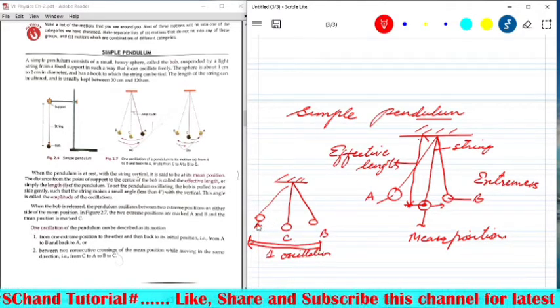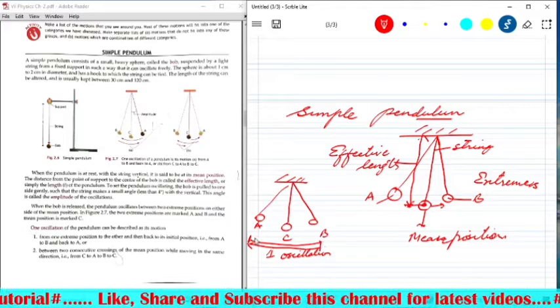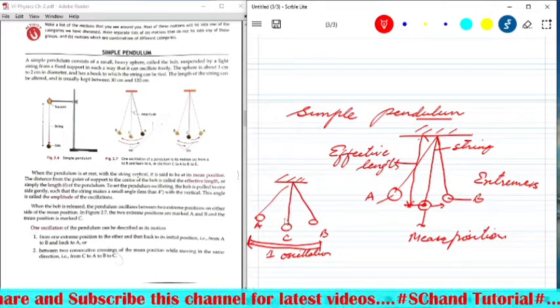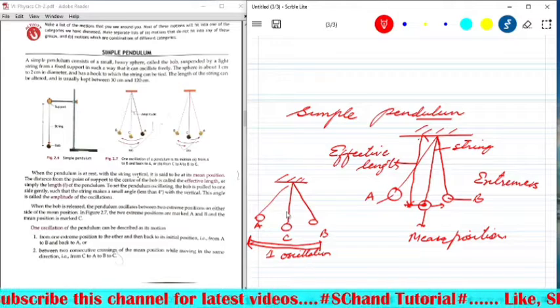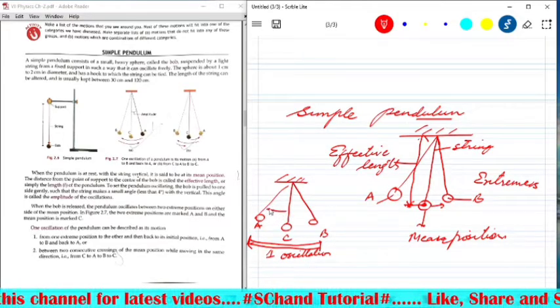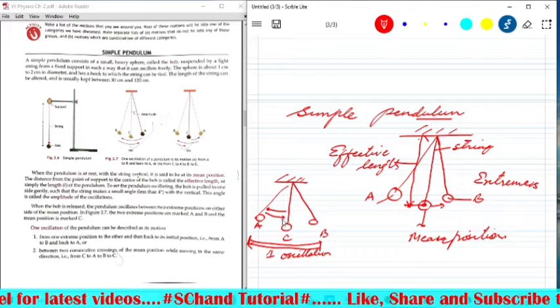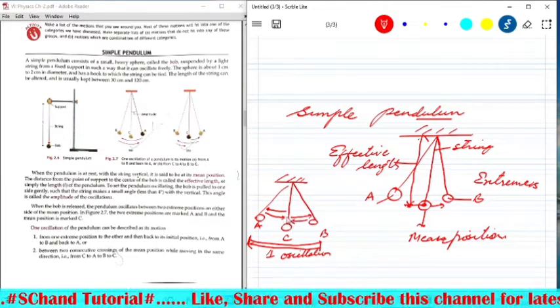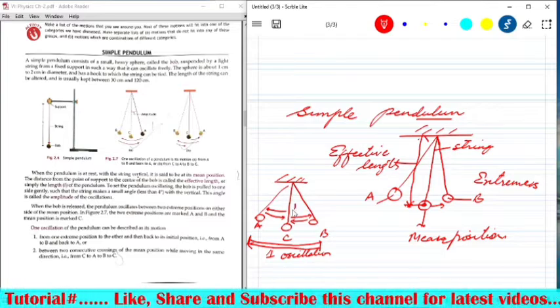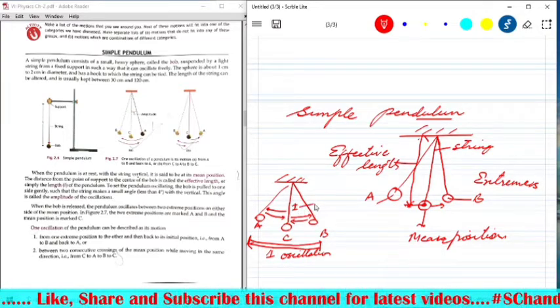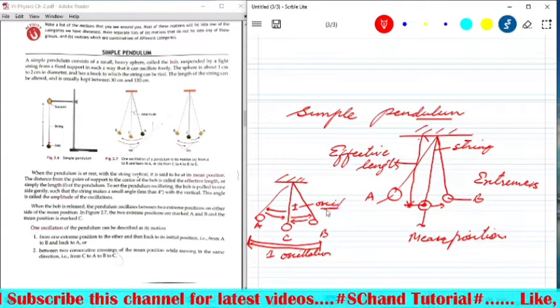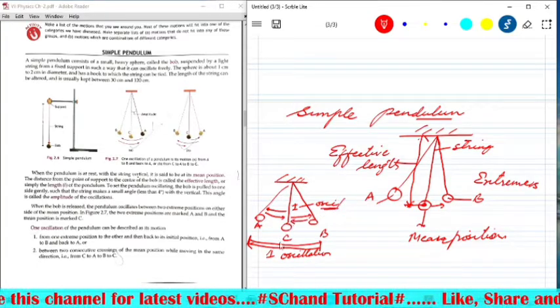Right? If we start from A, go to B and come back to A, then it is said to be one oscillation. Or if we start from the mean position, go to the first extreme, come back to the mean, go to the second extreme and come back to the mean, then it is said to be its one oscillation. So this should be clear in your mind.